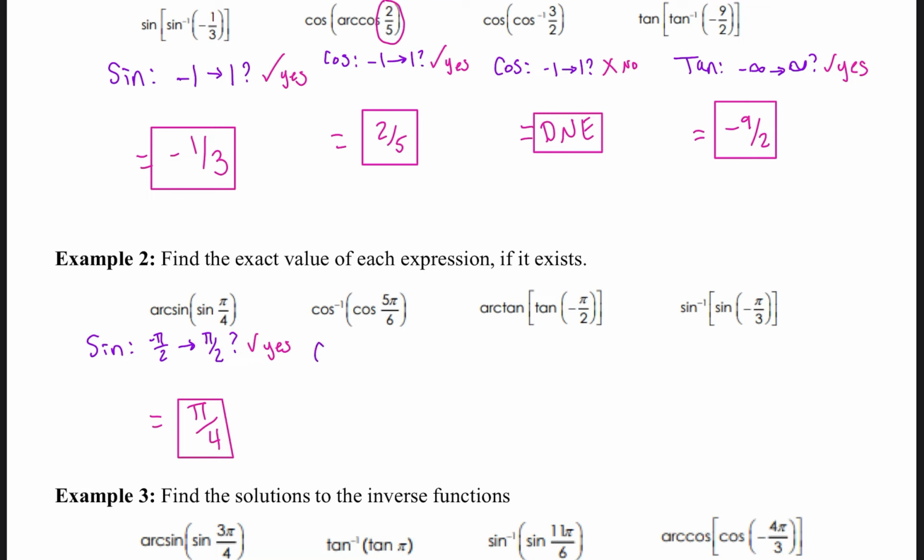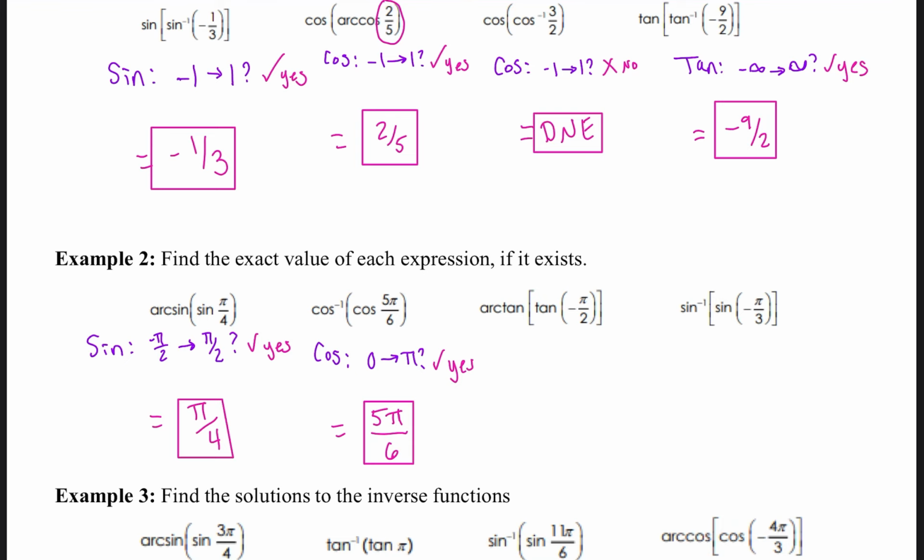The second one here, we've got cosine. Cosine, remember, is a little different. It's not the same as sine like in the last one. In this case, cosine focuses on between 0 and π. So is 5π/6 between 0 and π? And again, we're going to say yes. 5π/6 is a little bit smaller than π. It's getting close to π, but it's still smaller. So we're going to put 5π/6 as our solution. The solution continues to just be whatever the number was that is inside those parentheses.